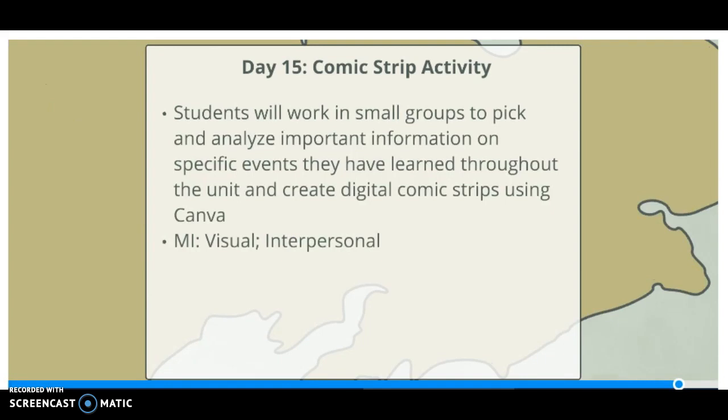And day 15, I wanted to end with a comic strip activity. So students will work in small groups to pick and analyze important information on 2 specific events they have learned throughout the unit and create a digital comic strip using Canva. I thought it would be fun.